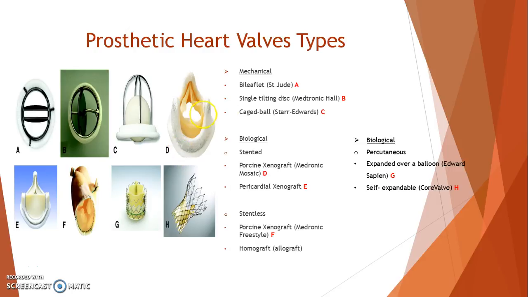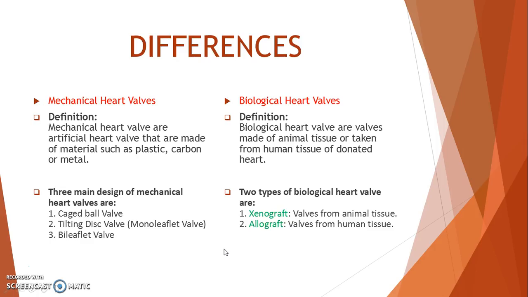For stented, there is D. Porcine xenograft, and E. Pericardial xenograft. And for percutaneous, there is G. Expandable balloon, and H. Self-expandable. For stentless, it includes porcine xenograft, which is F, and homograft.